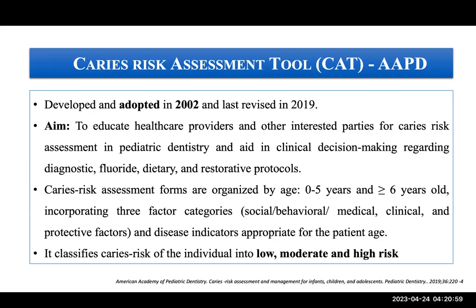And they incorporated three factor categories. One is social, behavioral, and medical. Second is clinical, and third is protective factors. And the disease indicators appropriate for that particular age of the patient. It classifies caries risk of the individuals into low, moderate, and high risk.